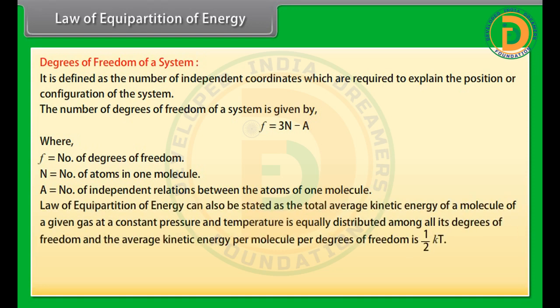The law of equipartition of energy can also be stated as the total average kinetic energy of a molecule of a given gas at a constant pressure and temperature is equally distributed among all its degrees of freedom, and the average kinetic energy per molecule per degree of freedom is 1/2 kT, where T is the temperature of the gas.